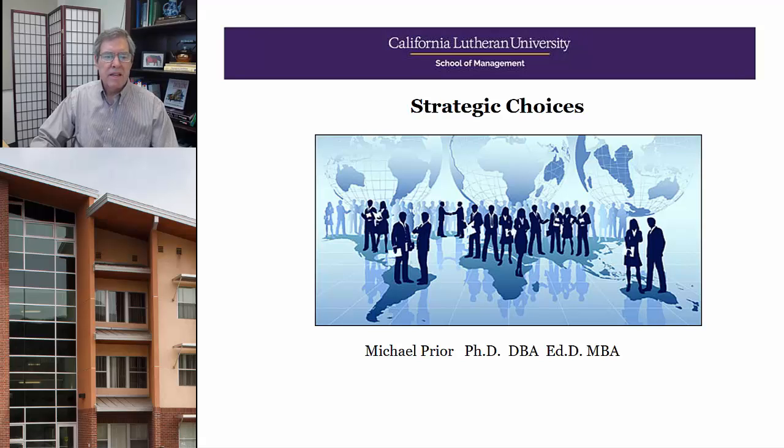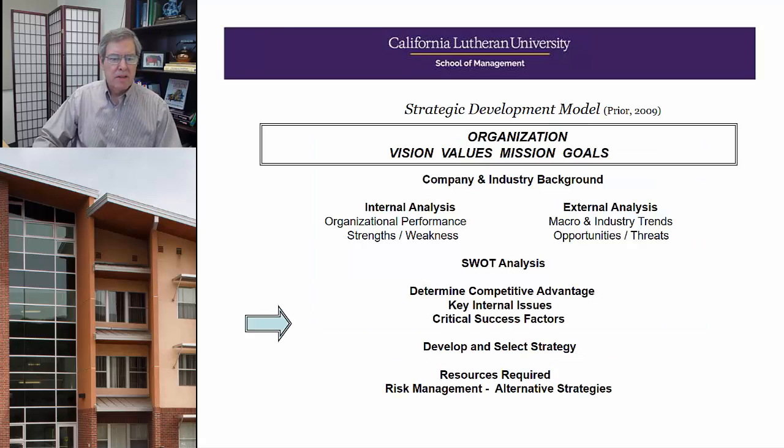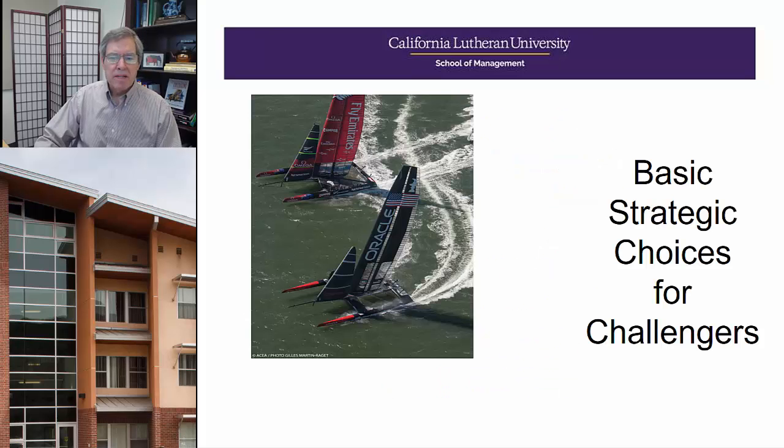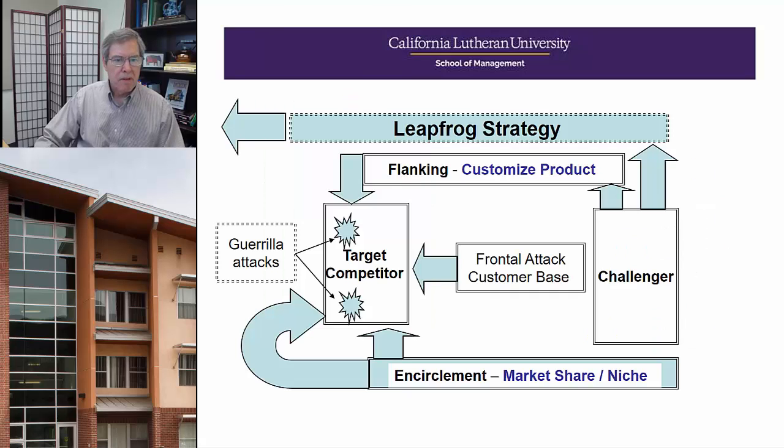Michael Pryor. This section of our course deals with basic strategic choices available to organizations. This falls within the strategic development model, at the developing and selecting a strategy section of this model. Basic choices for challenges within the marketplace. So there's a number of different strategies we are going to look at in this section, and this is the model that covers all of these basic strategies.